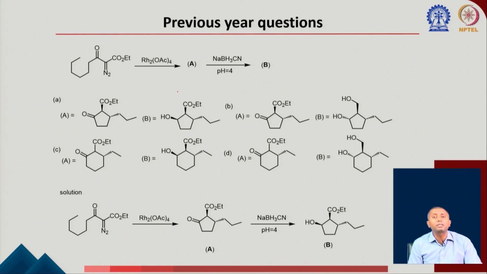Then there is a question, and I think I have already covered a very similar question in the class. What is going to happen if you take rhodium tetraacetate with this compound, because this is a diazo compound?